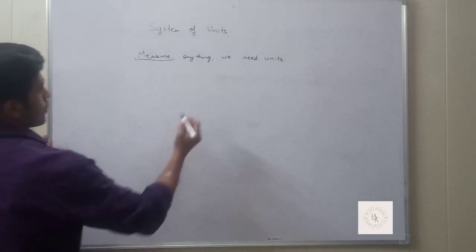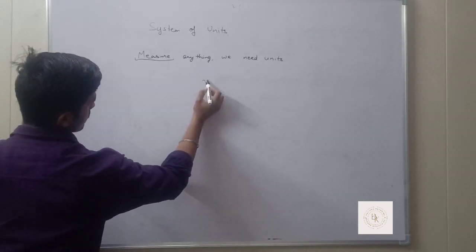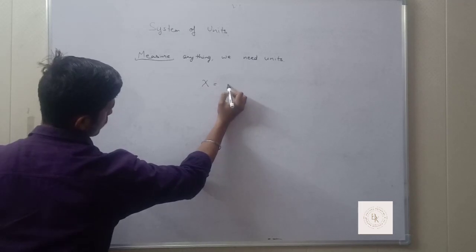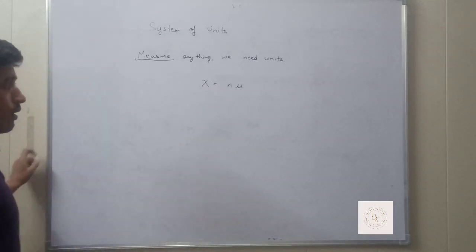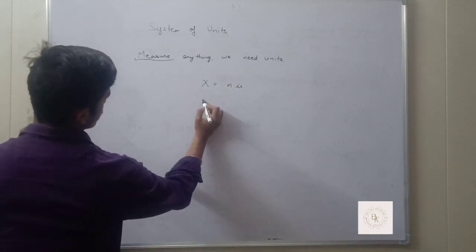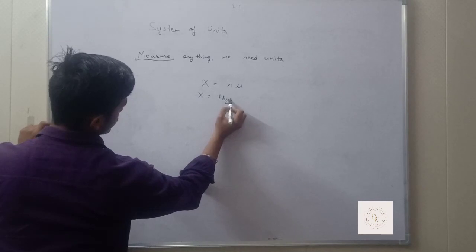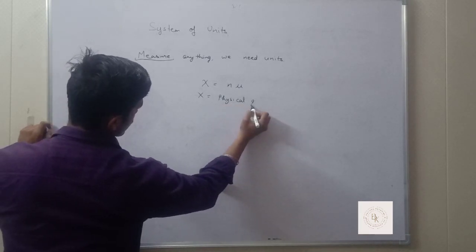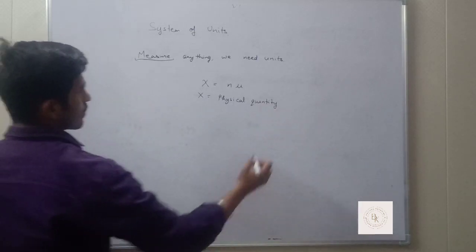Now we can express any physical quantity, let's say x, by a formula, x = nu, where x is the physical quantity of an object.